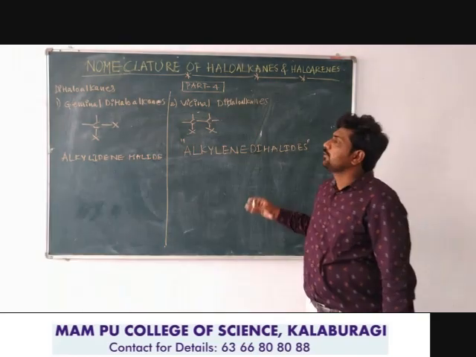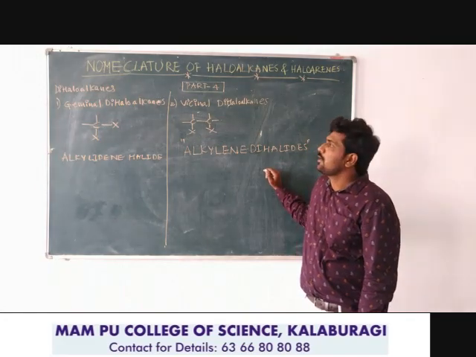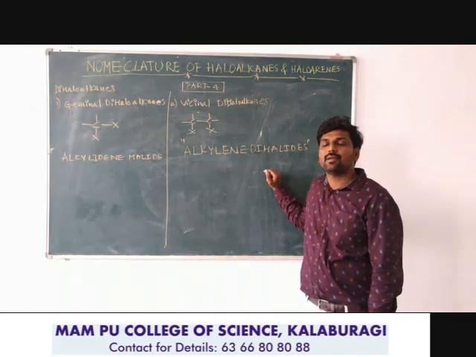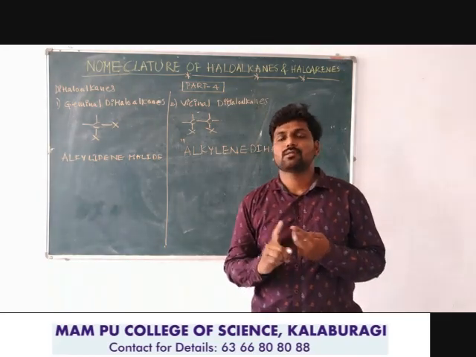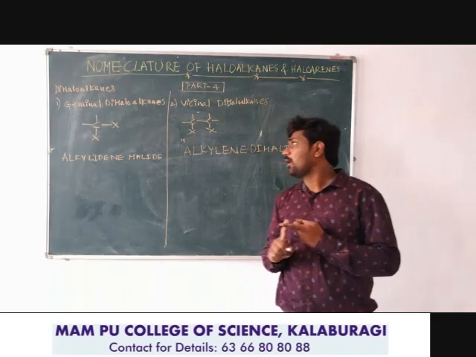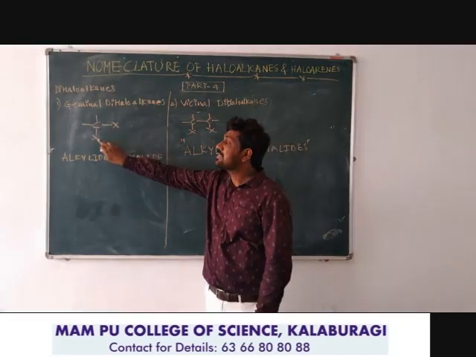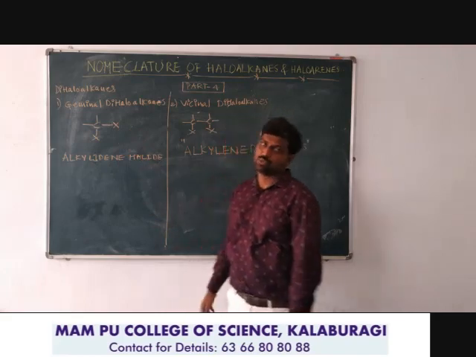Let us discuss the common system nomenclature of the dihaloalkanes. Only two types of dihaloalkanes can be named according to the common system, that is geminal dihaloalkanes and vicinal dihaloalkanes. Geminal dihaloalkanes are the type of dihaloalkanes where the two similar halogen atoms are bonded to the same carbon atom.